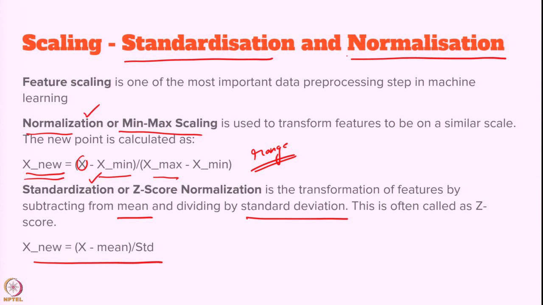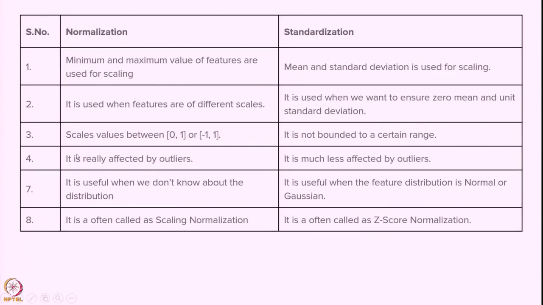Now, what are the differences between normalization and standardization? There are quite a few differences. Normalization uses the minimum and maximum values of the features for scaling. Standardization, as per the definition, uses mean and standard deviation. Normalization is used when the features are on different scales, but standardization is used when we want to ensure zero mean and unit standard deviation. Also, normalization always scales between a range. That range you can define, or specify based on what you require. But standardization is not bounded to any certain range.